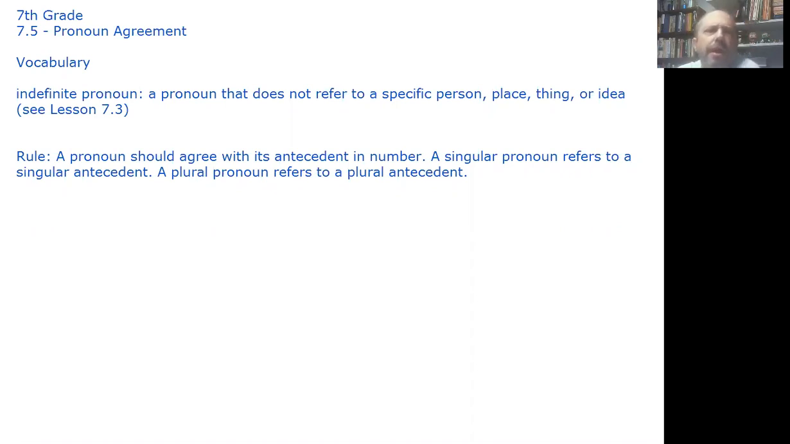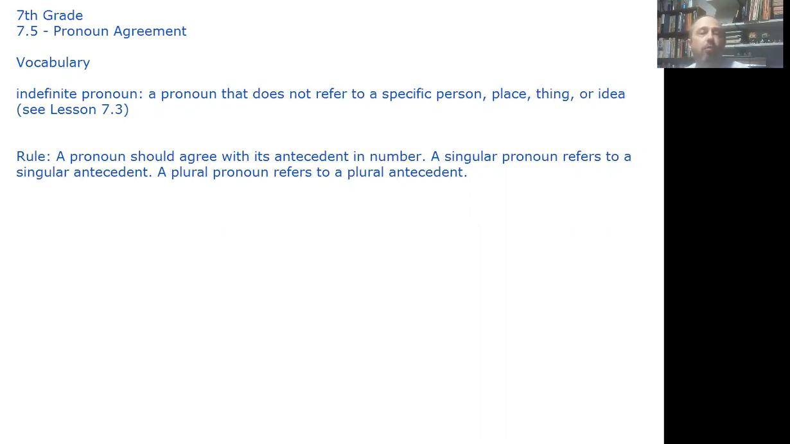First thing we need to look at is there is a vocabulary word. This is not the first time we've seen this, but it's popping back up again. It's indefinite pronoun. An indefinite pronoun is a pronoun that does not refer to a specific person, place, thing, or idea. If this sounds like new information to you, please go back and look at the lesson 7.3 video. That will help refresh your memory.